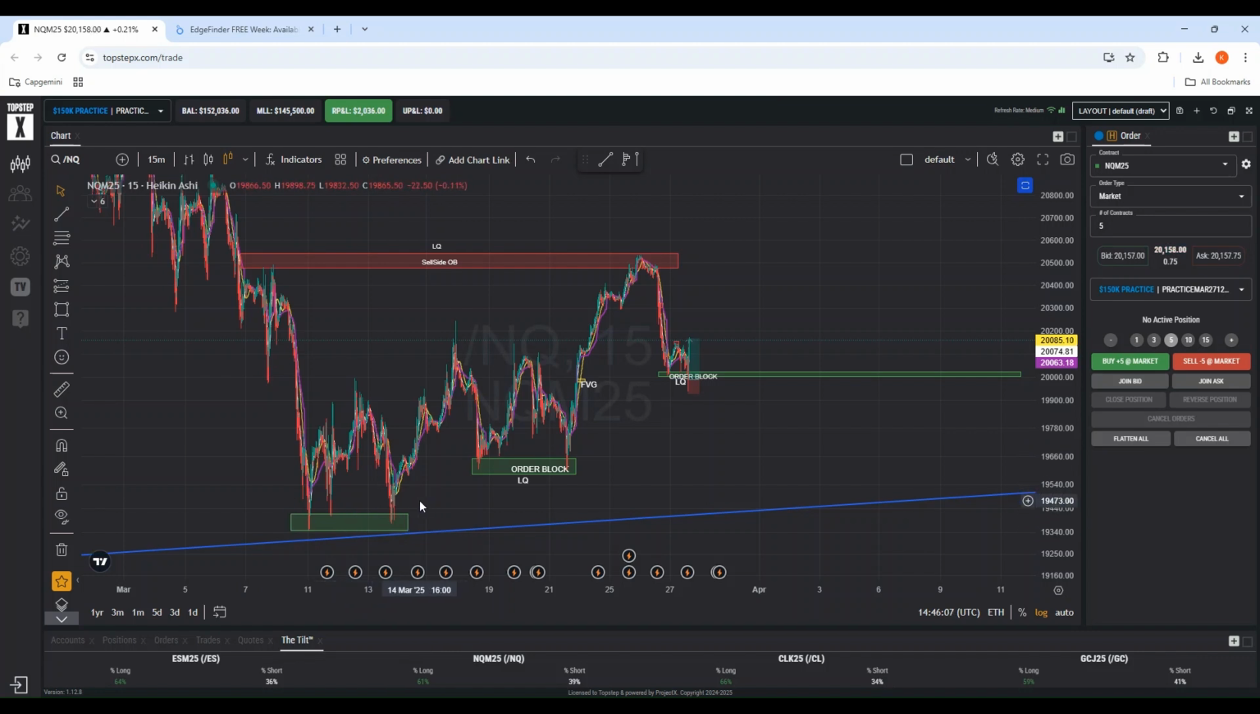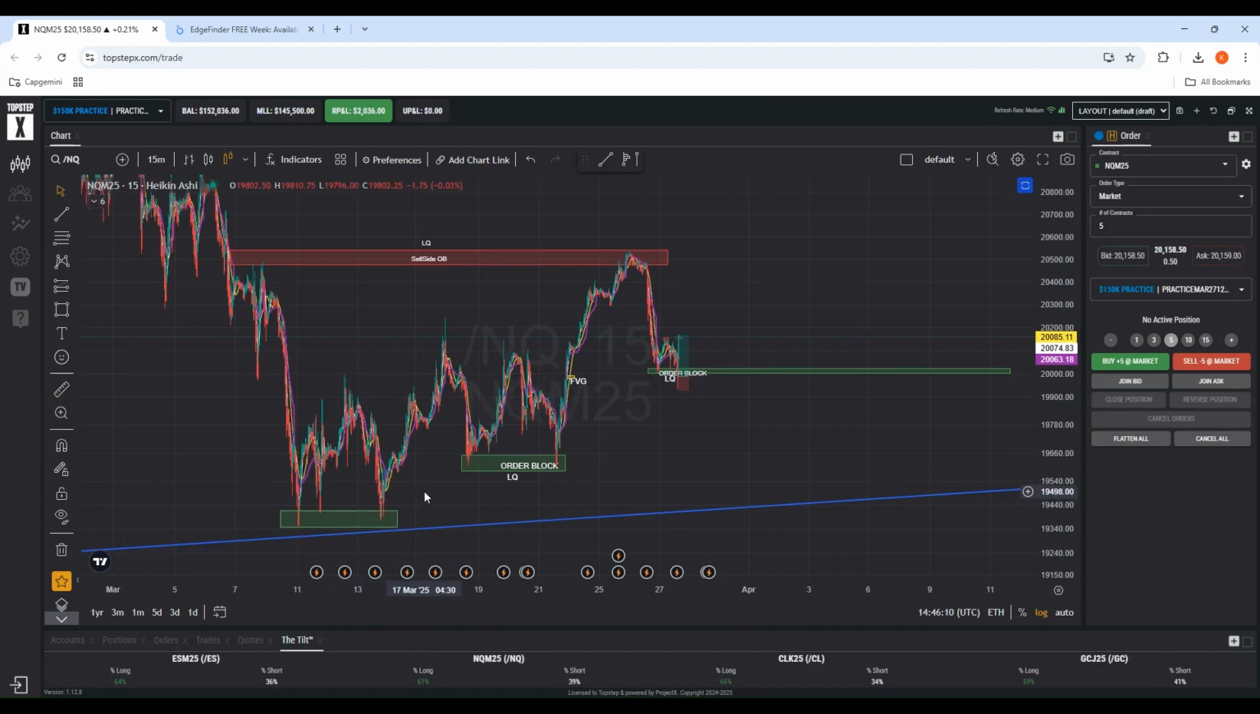The ICT says it's an order block instead of a demand zone, but basically it's the same thing. It's a different way. I like saying order block because it puts it into my head. So what does it mean? It means there's a lot of orders going in. There's a lot of buys going in. There's a lot of buyer pressure here and pushing up.